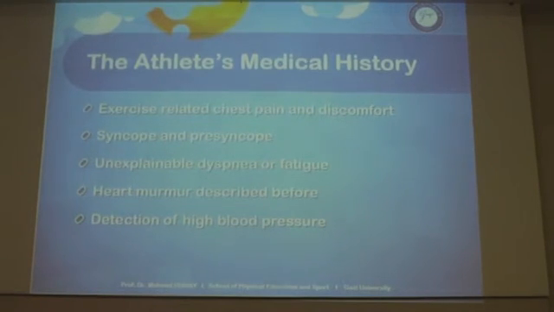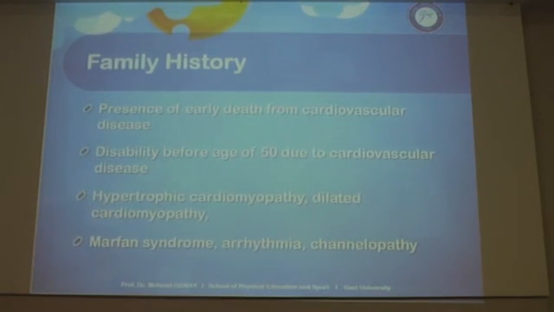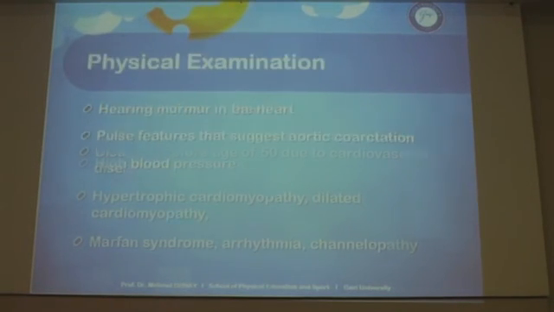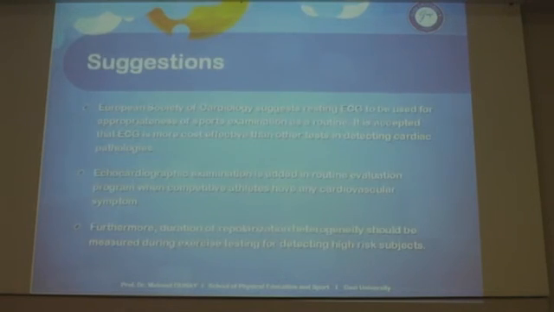So we need first the athlete's medical history: exercise-related chest pain or discomfort, syncope or presyncope, unexplained dyspnea or fatigue, heart murmur described before, history of high blood pressure. And we need family history information: presence of early death from cardiovascular diseases, disability before age of 50 due to cardiovascular diseases, hypertrophic cardiomyopathy, dilated cardiomyopathy, Marfan syndrome, arrhythmia, channelopathy. In physical examination, we listen for heart murmurs, pulses that suggest aortic coarctation, and high blood pressure.